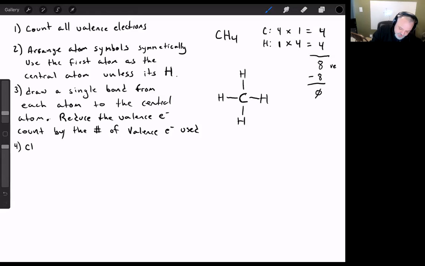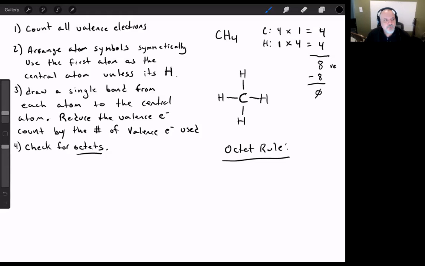Okay. Next step, check for octets. Okay, and off to the side, I'm going to put down the octet rule. The octet rule is the idea that atoms... I'm going to write it in a way that doesn't personify the atom.